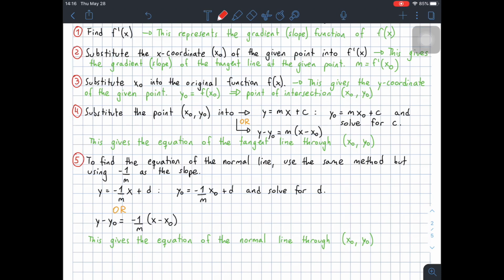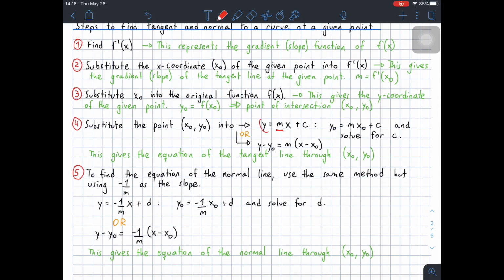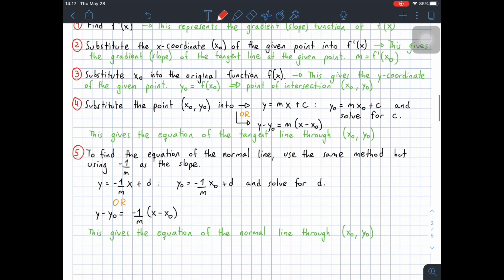It says substitute the point into the equation of a line, which is y equals mx plus c. I already have the value of m, which I found in step number 2, and I already have the values of y and x, which I found in step number 3. So with that information, I can find the value of c and finally determine the equation of the tangent line. Okay, so it says this gives the equation of the tangent line through xo, yo.